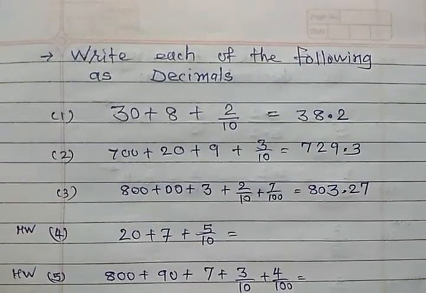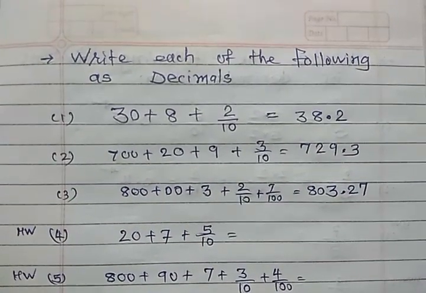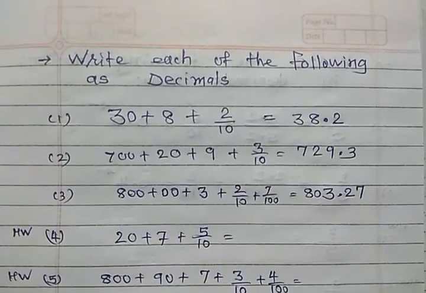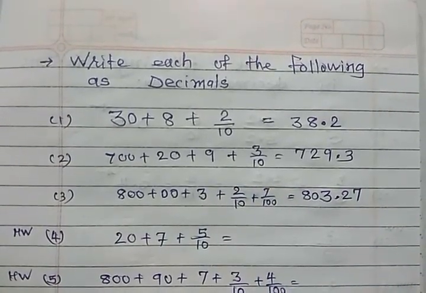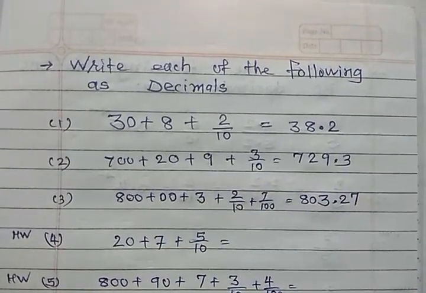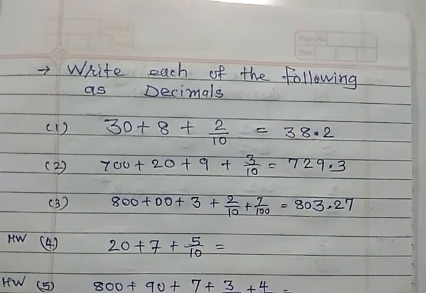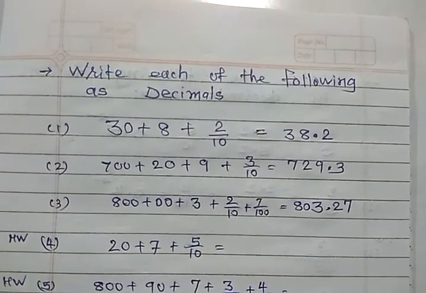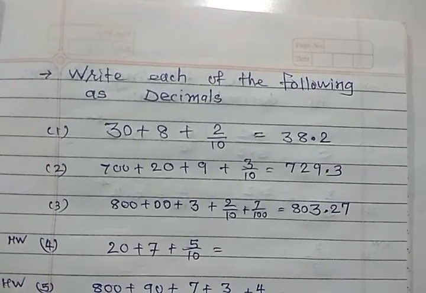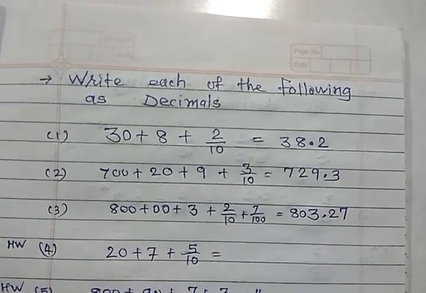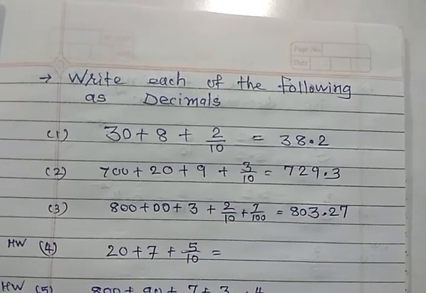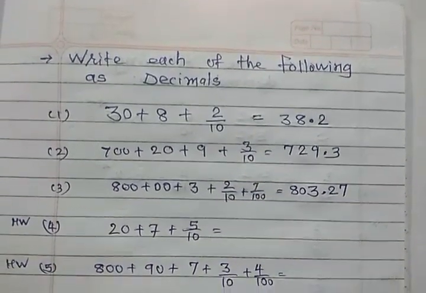Next students, write each of the following as decimals. This is one of the exercises of our textbook, 8.1. So let's focus on this. 30 plus 8 plus 2 upon 10. How can you write it? 30 plus 8 means 38 and 2 upon 10, so 38.2.